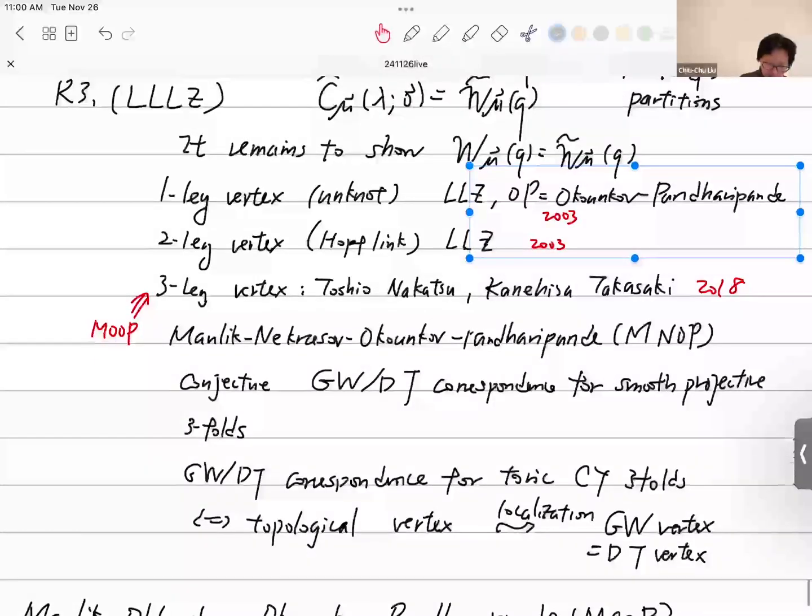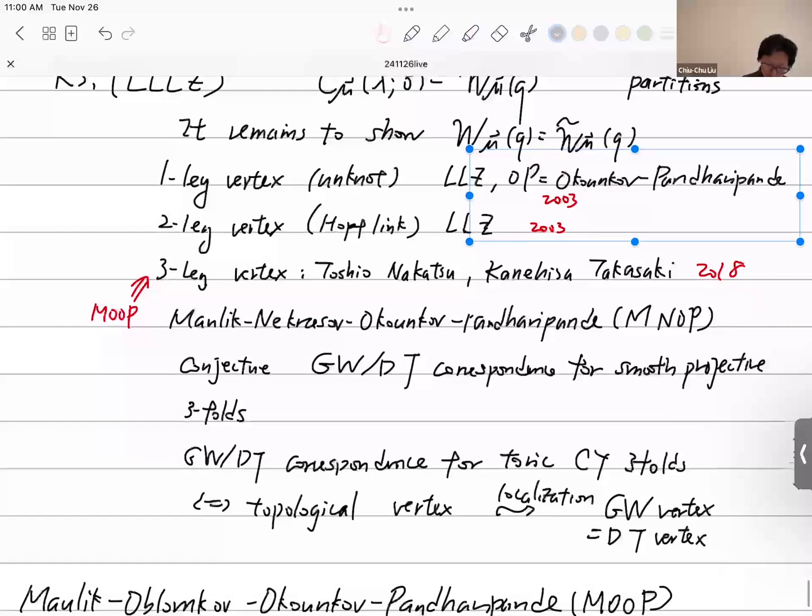The 3-leg case actually follows from the work on open Gromov-Witten correspondence. But let me first say that the 3-leg case, this identity W equals W tilde, was finally proved in 2018. So this finished the mathematical theory.